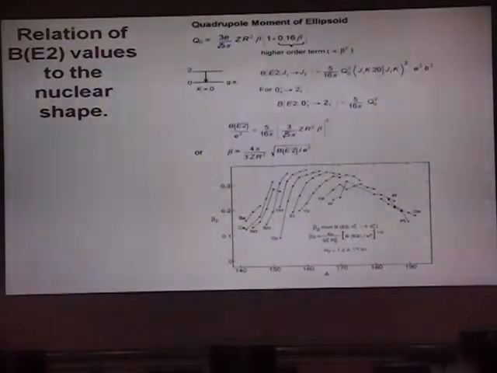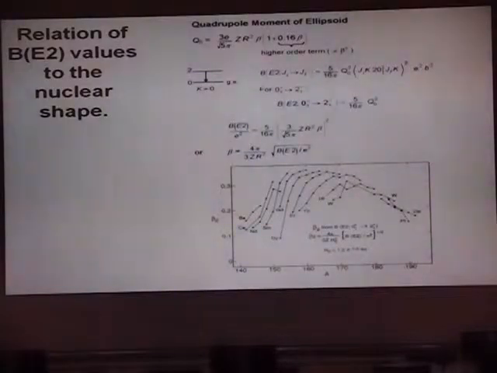And so if I solve for beta, I get that beta is some numbers times the square root of the BE2 value. So if I take measured BE2 values from the 2+ state to the ground state, I can extract the shape of the nucleus. And this is what you get in the rare earth region. And you'll notice a couple of things. First of all, you get large deformations on the order of 0.3. Secondly, you'll notice that around here you get maximum deformations.